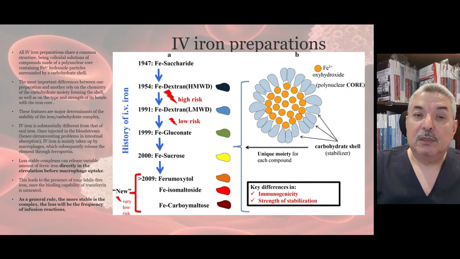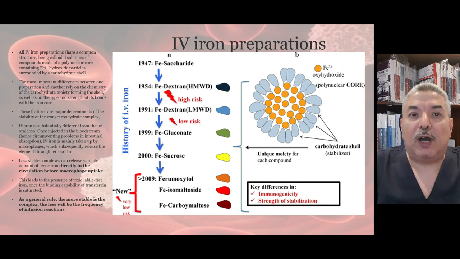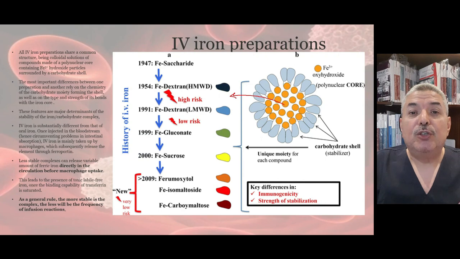But sometimes they cannot engulf it in time. So if some of the iron is not stable, it will leave the core of the carbohydrate shell and the iron will be released into the circulation. And this will induce the infusion reaction. So infusion reactions are related to the stability of the molecule of iron.